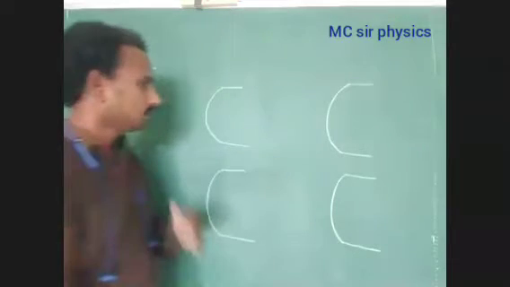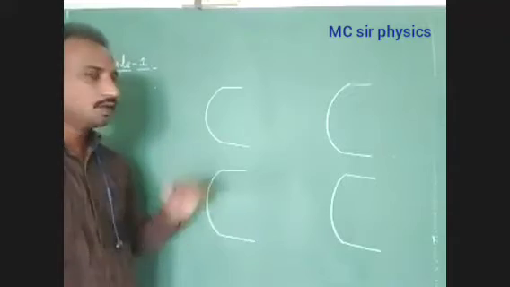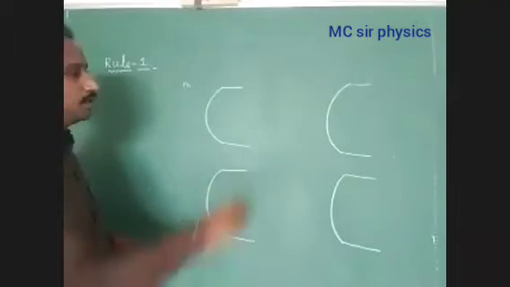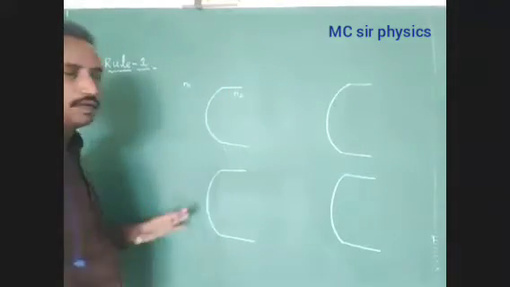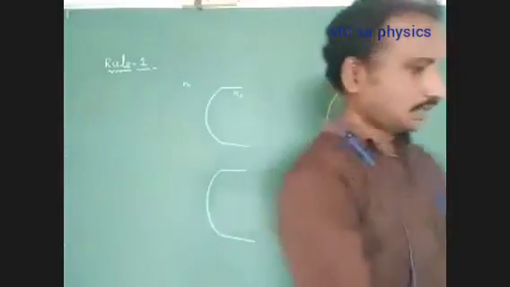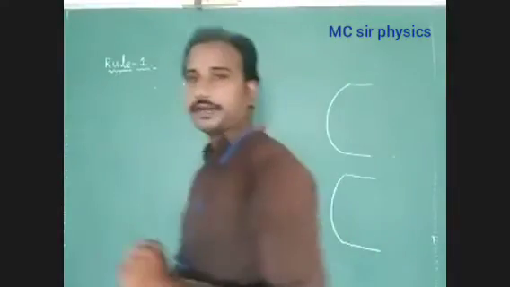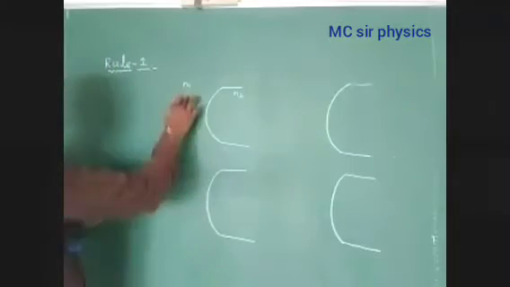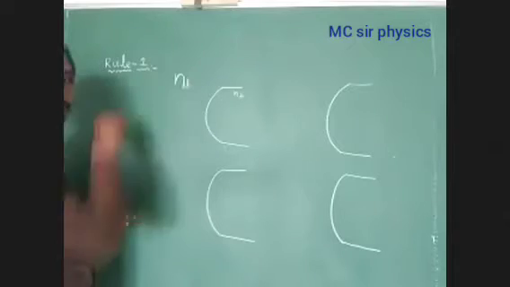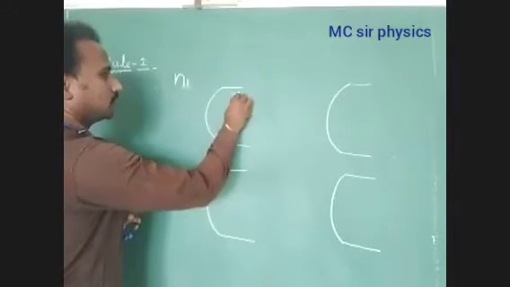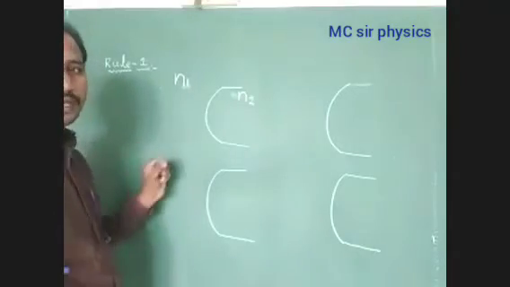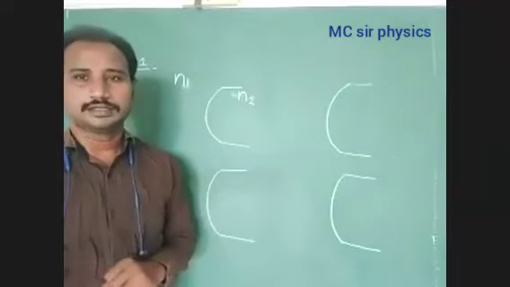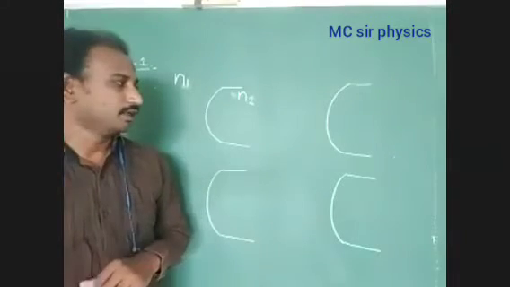Okay, so here the curved surface can separate the two mediums. One medium N1, another optical medium N2. Here, what is the role of the refracting surface? The role of the refracting surface is to separate the two mediums. One medium we have to consider N1, another medium we have to consider N2. Here N1 represents the rarer optical medium, N2 represents the denser optical medium.